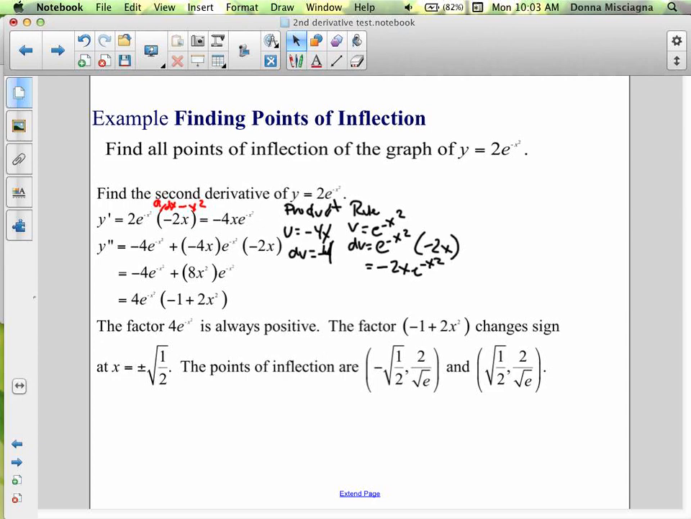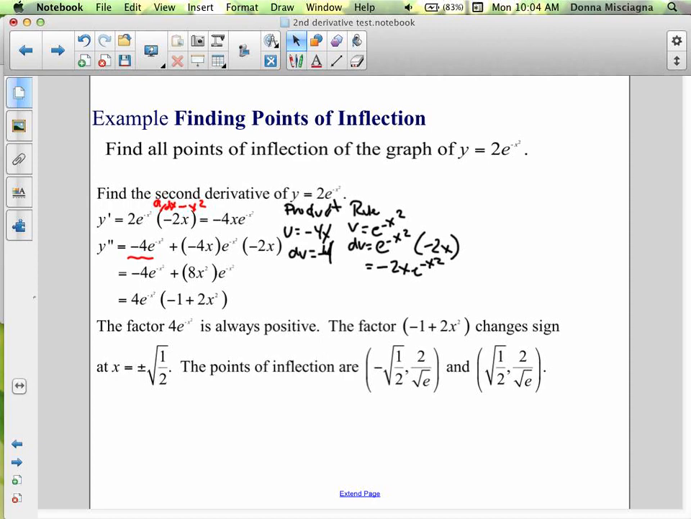All right, so our second derivative, we have the first term times the derivative of the second plus the second term times the derivative of the first. So we have negative 4e to the negative x squared, that would be the derivative of the negative 4x times the term e to the negative x squared. Then the first times the derivative of the second, that would be negative 4x e to the negative x squared times negative 2x. And that will simplify to 8x squared e to the negative x squared. We can factor out a 4e to the negative x squared, and we're left with negative 1 plus 2x squared. You want to factor out that greatest common factor.